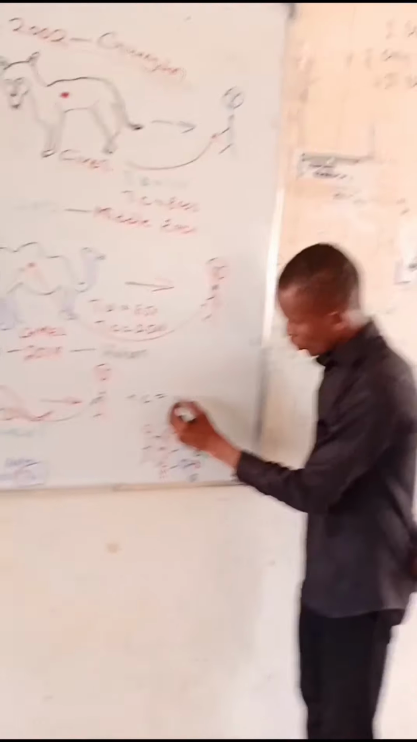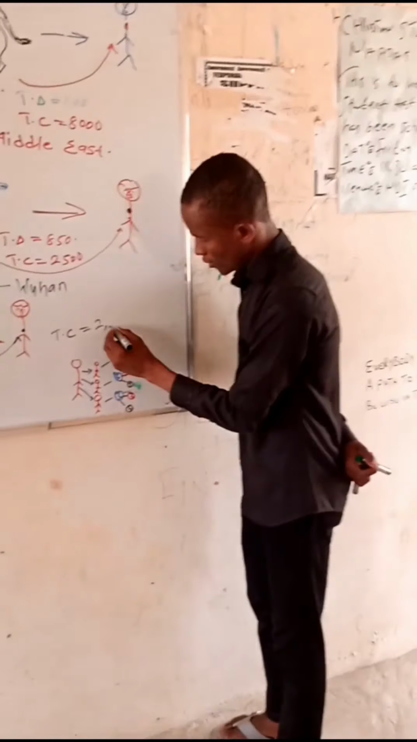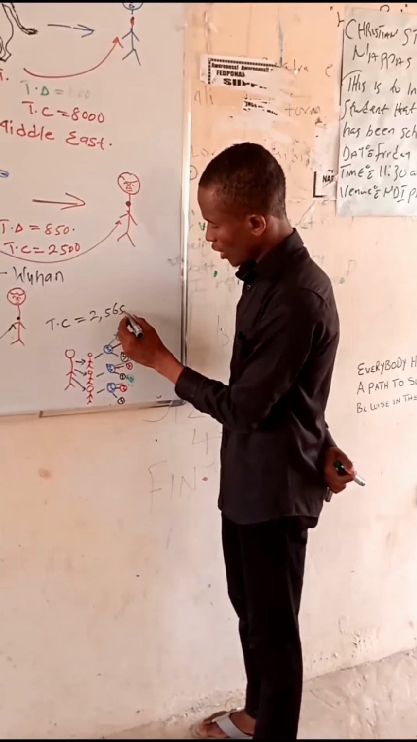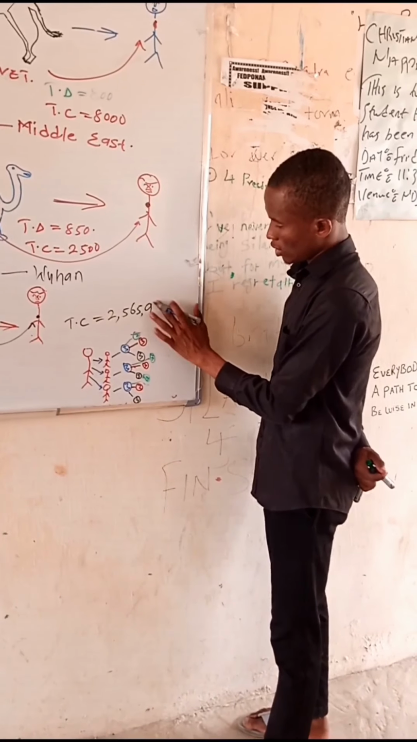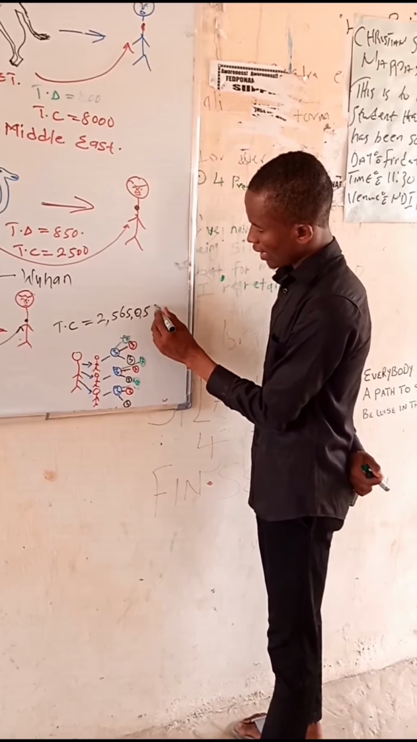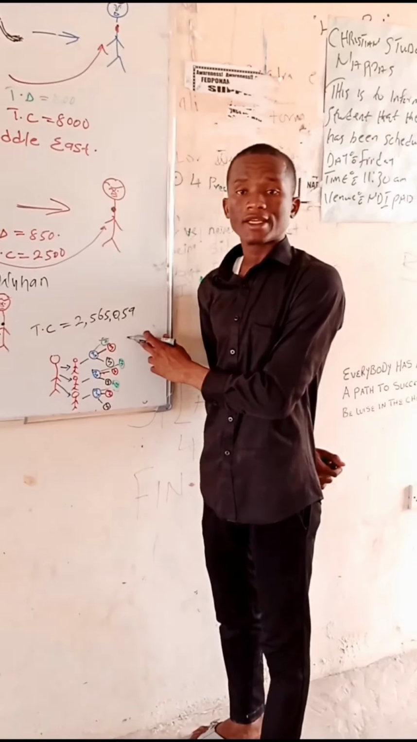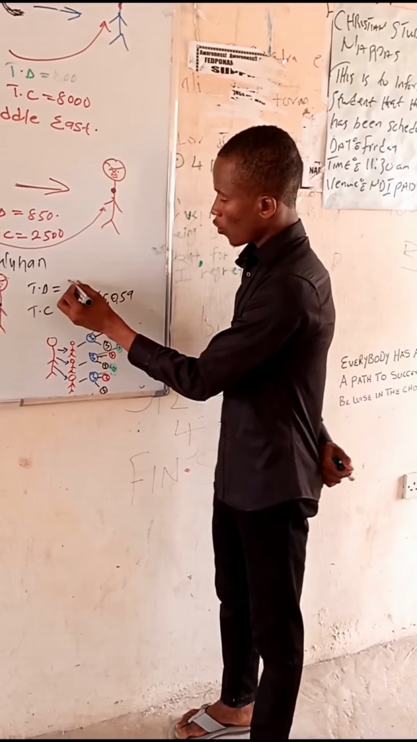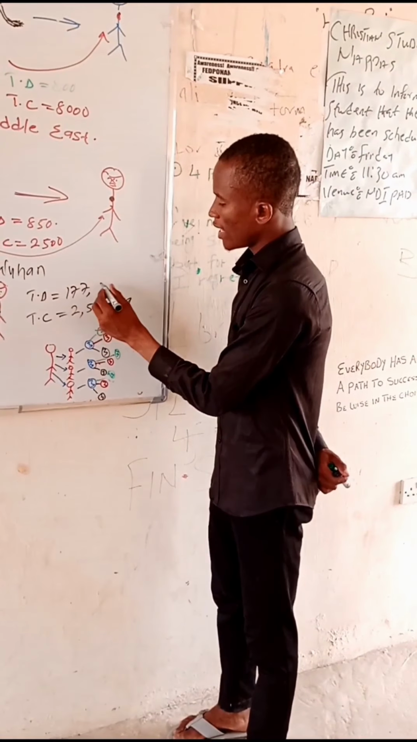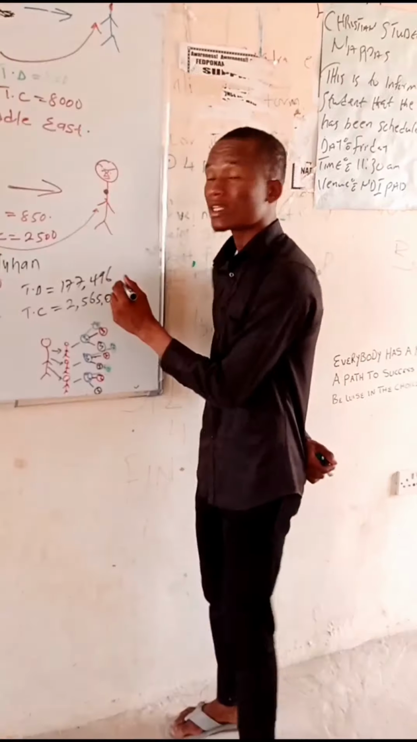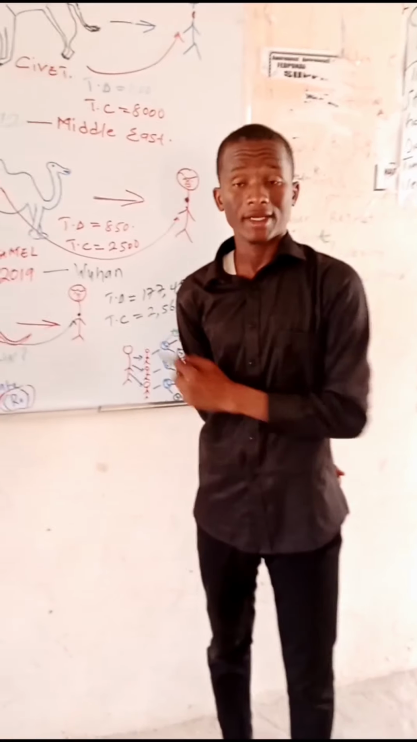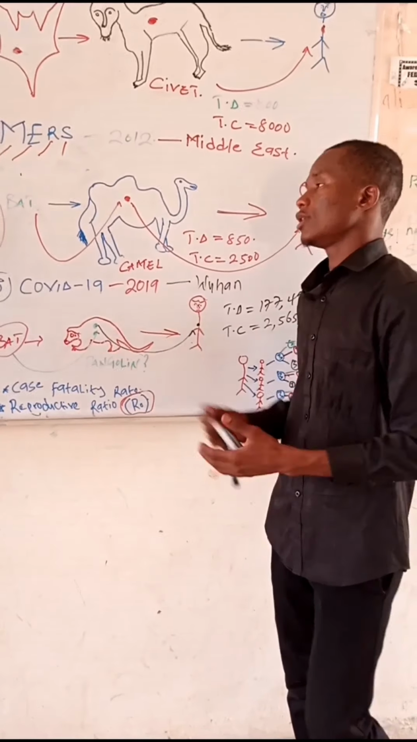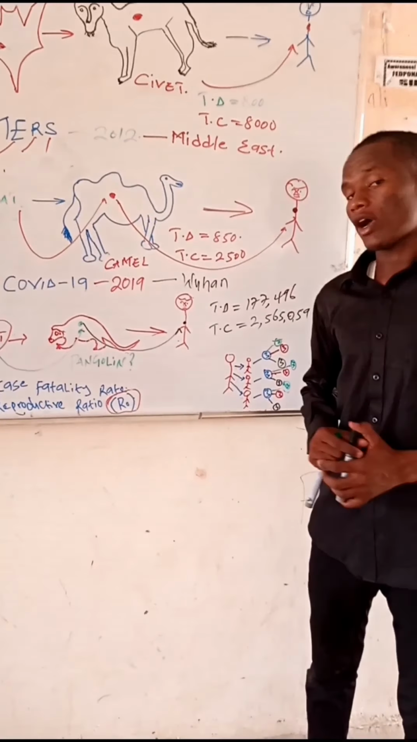That is total cases: 2,565,959 total cases. And for the total deaths, we have 177,496 total deaths, and that is worldwide. So that is what we know about the outbreaks of coronavirus.